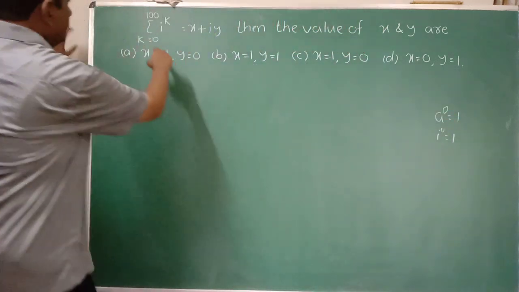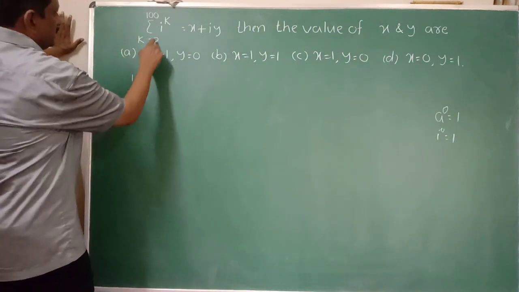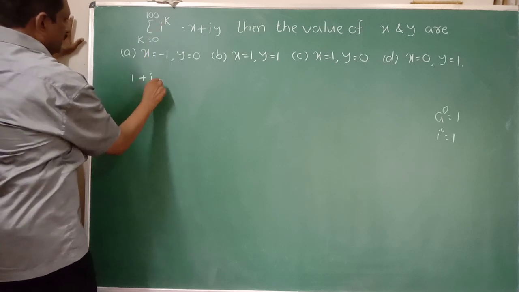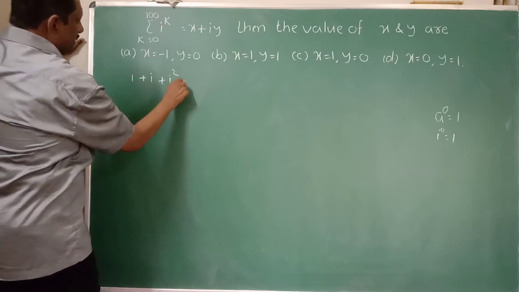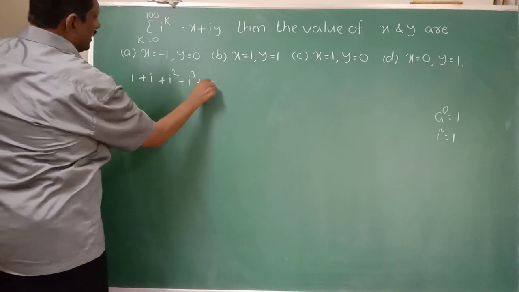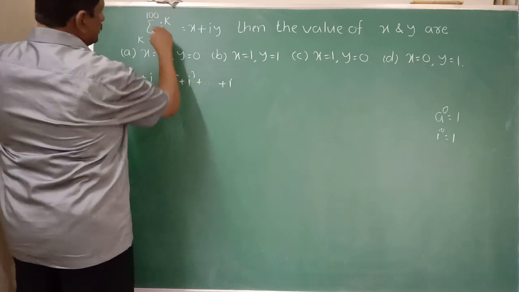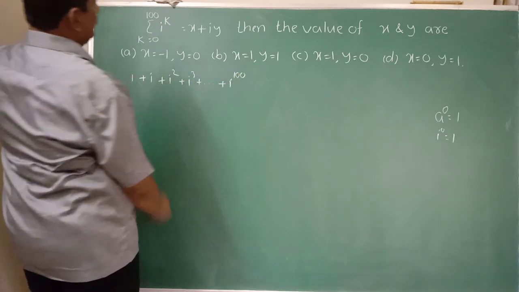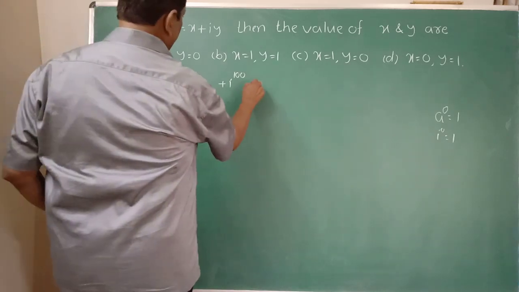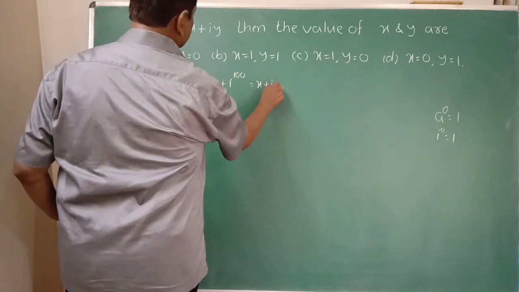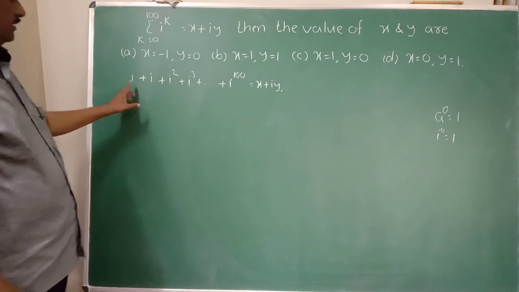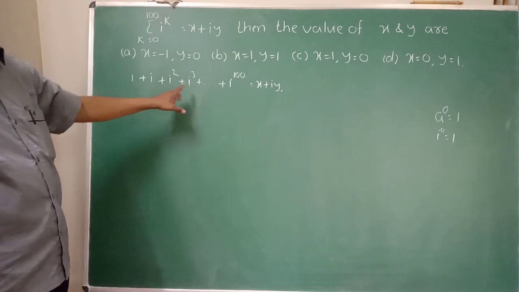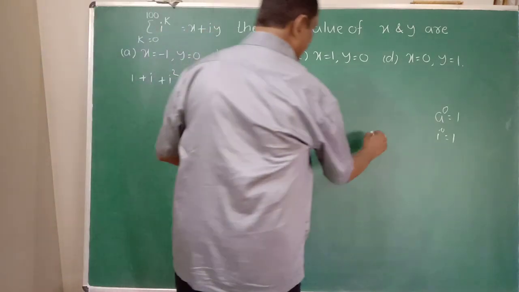Therefore, i raised to 0 becomes 1 plus. Then put k value 1 here, i plus i² plus i³ and so on, up to i raised to 100, is equal to x + iy here. And these are in a GP here. They are in GP. You know the formula here.